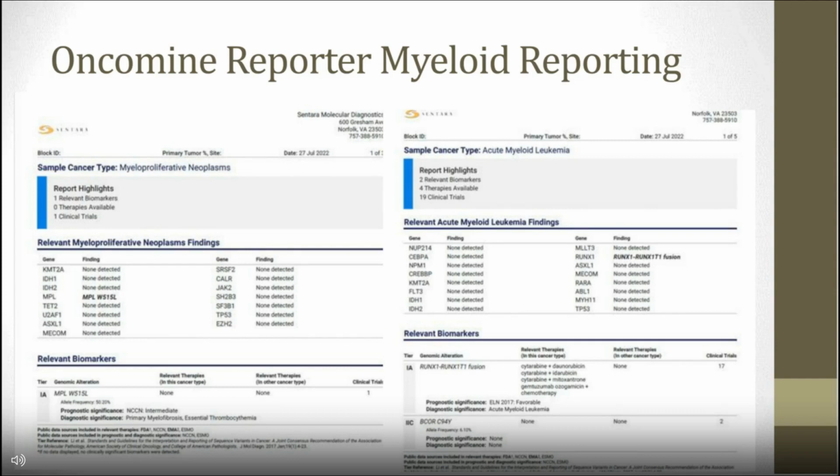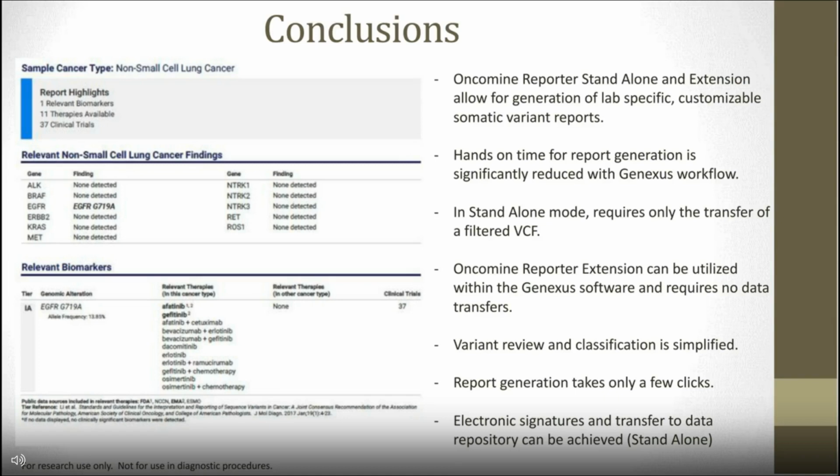So in conclusion, the Oncomine Reporter software can be provided as a standalone software that is partitioned from the overall Genexus platform, or integrated as an additional widget or software within the Genexus platform. It allows for lab-specific customizable reports that are tailored to the needs of the assays and panels that we're performing.